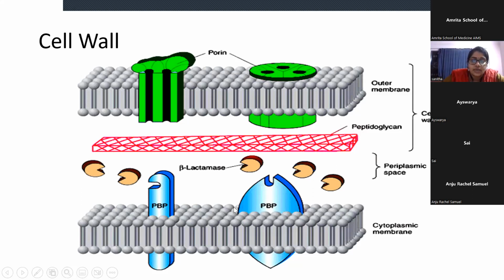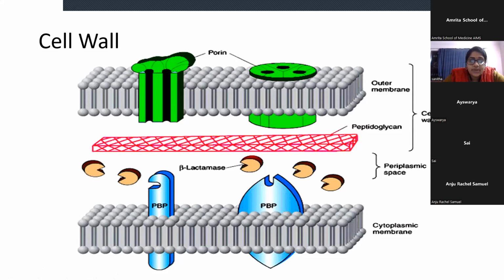The target of beta-lactam antibiotics is penicillin binding protein or transpeptidase enzyme. They are well protected in the cell membrane of gram-negative bacteria by the peptidoglycan layer, the outer lipopolysaccharide layer, and beta-lactamase enzymes, even though the beta-lactam antibiotic is successful in entering the periplasmic space. That explains why most antibiotics don't work for gram-negative bacteria.